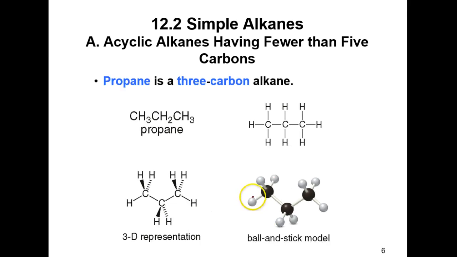This is ethane. The next one is called propane. This is 3 carbons. Prop is the prefix for 3 carbons. So here is the simplest form.